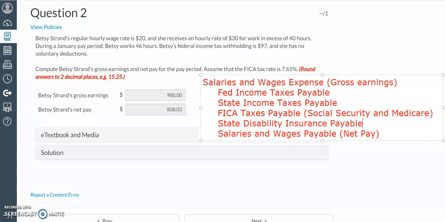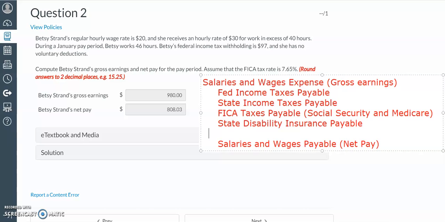In addition, depending on each employee, there might be some additional amounts that are deducted, such as medical insurance, dental insurance, and you might have a 401k retirement plan, and so forth. So there could be some other deductions that are not covered in this particular problem, but I wanted to mention that because you want to be aware that there could be some other deductions from your paycheck, which results in a difference between the gross earnings and the net pay.